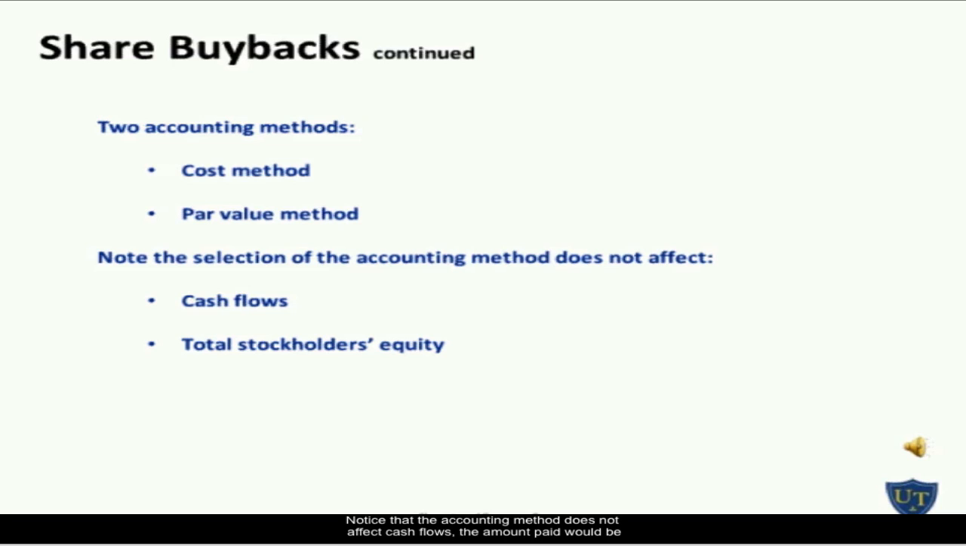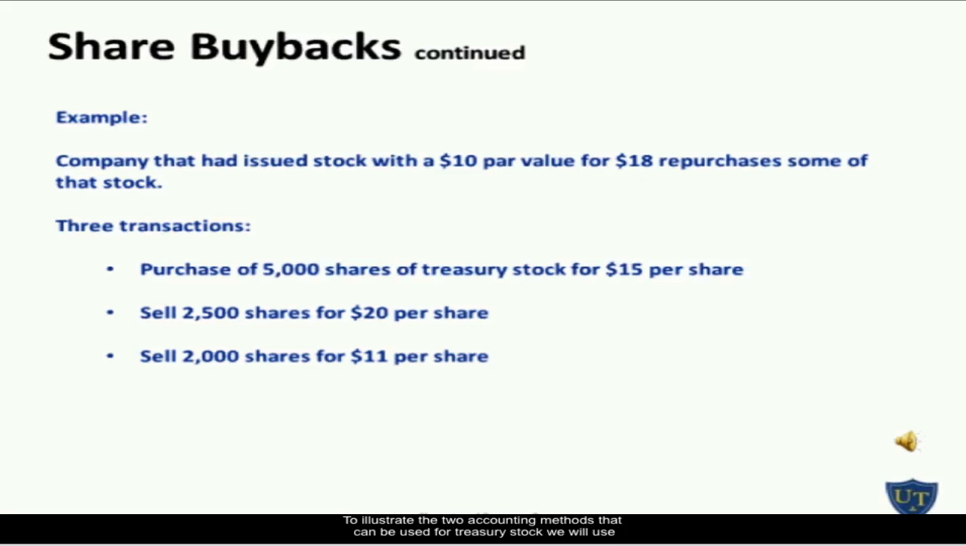Notice that the accounting method does not affect cash flows. The amount paid would be the fair market value. Regardless of what gets recorded to treasury stock, total stockholders' equity is going to be reduced by the same dollar amount. To illustrate the two accounting methods that can be used for treasury stock, we will use the following example. The company had previously issued stock with a $10 par value for $18, and they decide to repurchase some of that stock. We'll look at three transactions: purchase of 5,000 shares of treasury stock for a fair market value of $15 per share. The company sells half of those shares at $20 per share, and they sell another 2,000 shares for $11 per share.